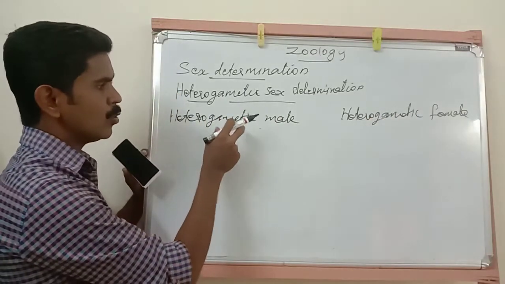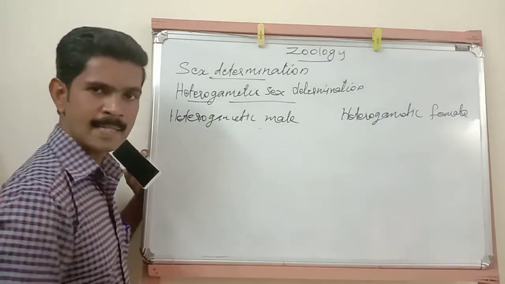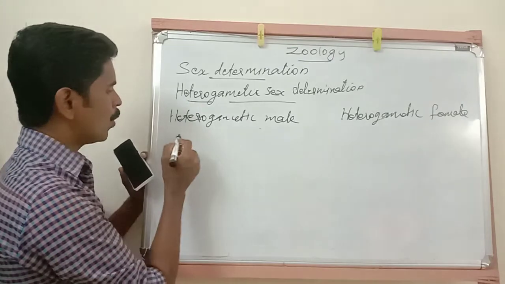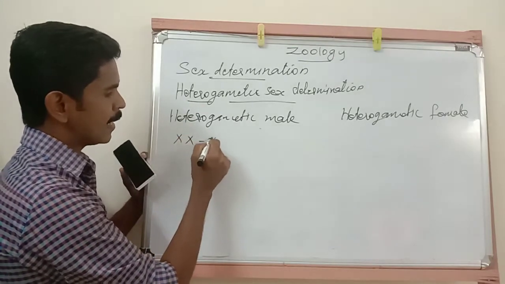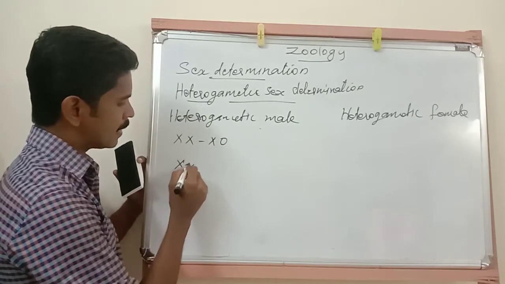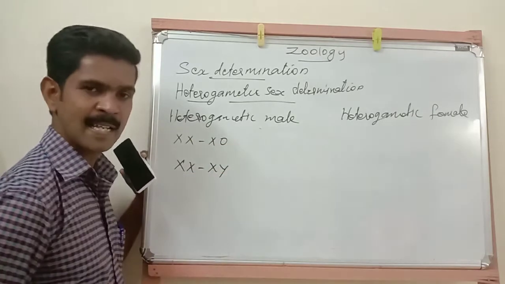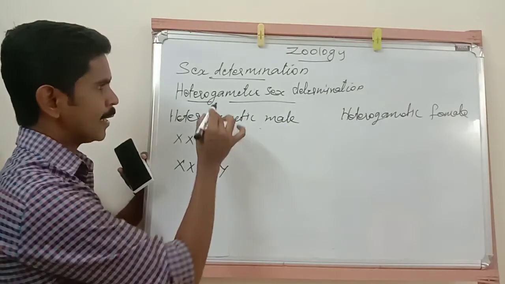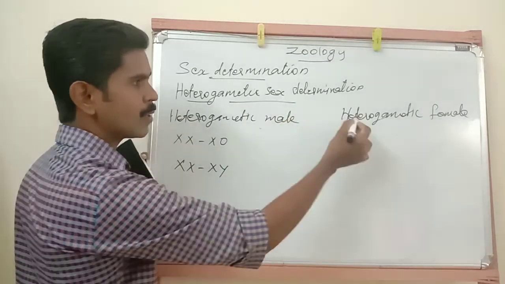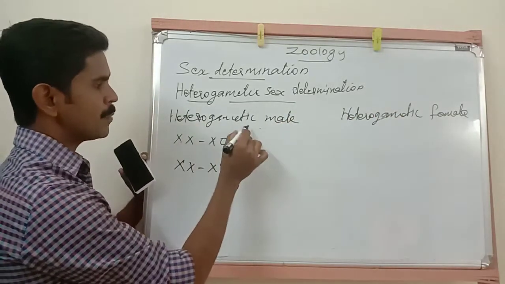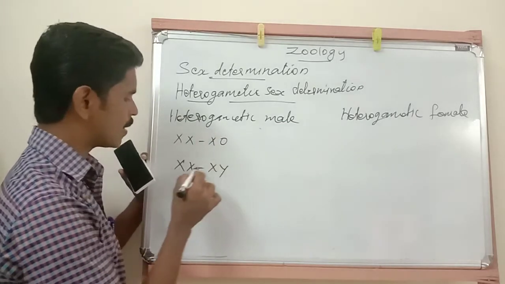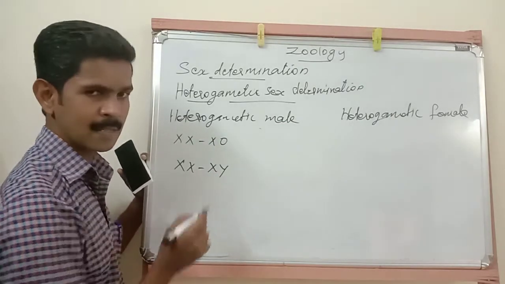Understand? Then there are two types of heterogametic male sex determination. One is called XO type of sex determination, and the second is called XX and XY type of sex determination. Listen very carefully. Heterogametic sex determination is divided into two types: heterogametic male and heterogametic female. Then there are two types of heterogametic male. One is called XO type of sex determination, and the second is called XY type of sex determination.